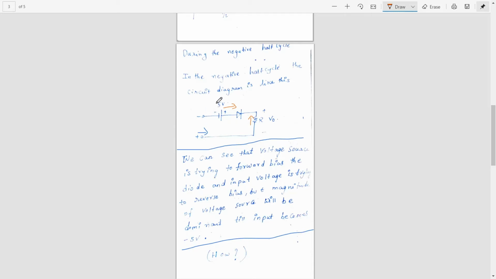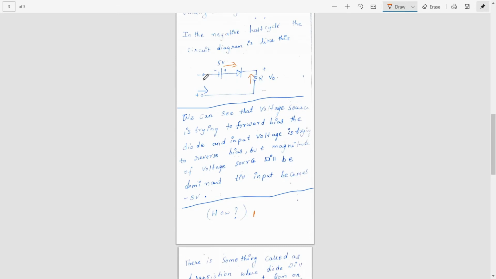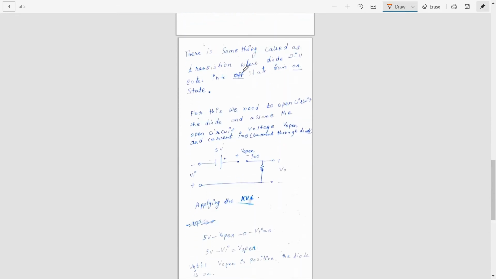That means the voltage source of 5 volt will be forward biasing the diode until the input voltage becomes minus 5 volt. Now, how can we say that till the input voltage becomes minus 5 volt, the diode is in on state? For that, we need to determine the transition, that means when the diode is going from the on state to off state, there is something called a transition where the diode will enter into off state from on state.